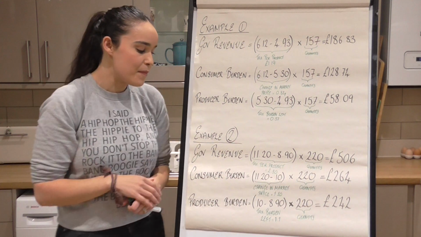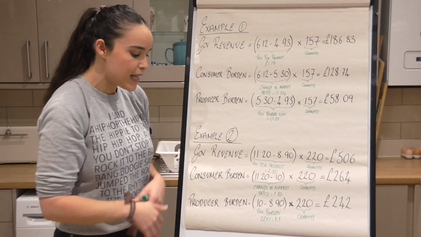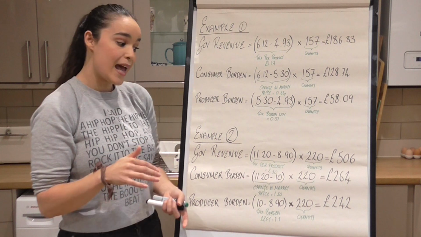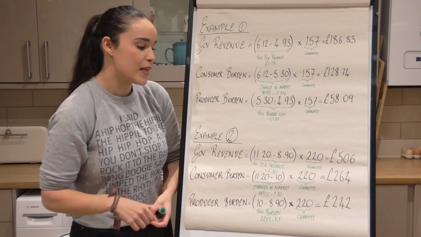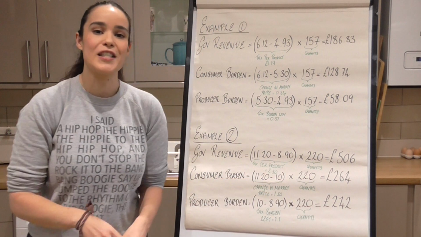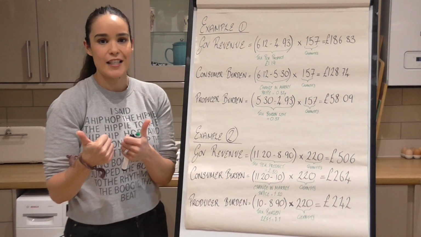So then we've got £10 minus £8.90, which should give you what's remaining of the tax burden, which is £1.10 in this case. Times it by 220 gives you 242. Add these two together, you get 506. You know you've done everything correctly.